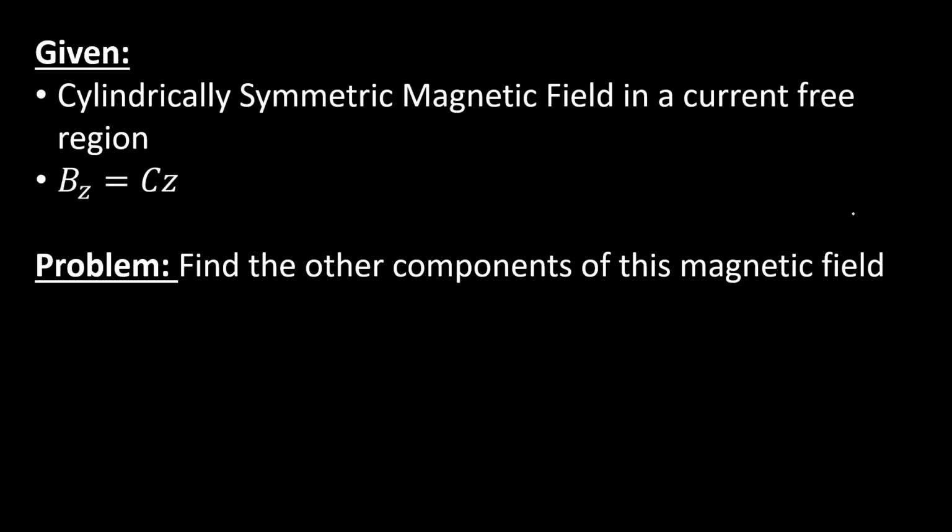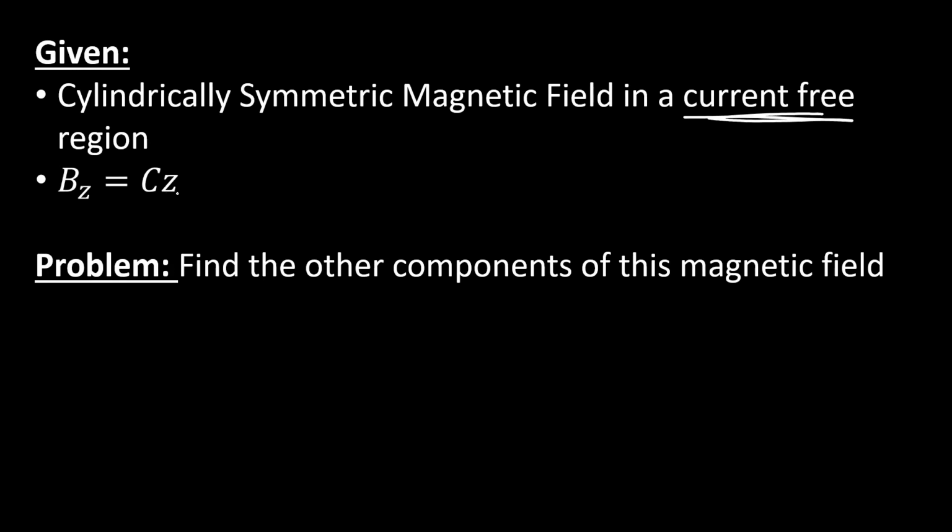Alright, so in this problem, we're going to be piecing together a cylindrically symmetric magnetic field, and we're going to do that in a really sort of a weird way. So let's take a look at this problem. We're given two things. We're given that we have a cylindrically symmetric magnetic field in a current-free region. Strong emphasis here on this current-free part. Okay, we're also given the z component of our magnetic field, which is just some constant c times z.